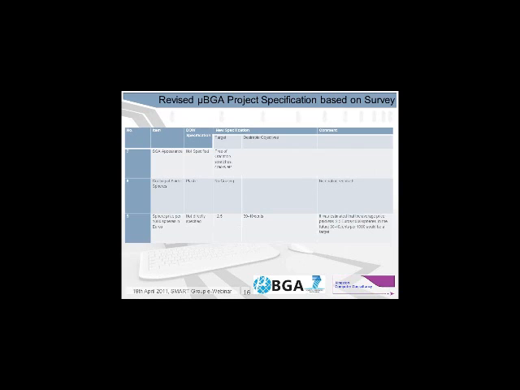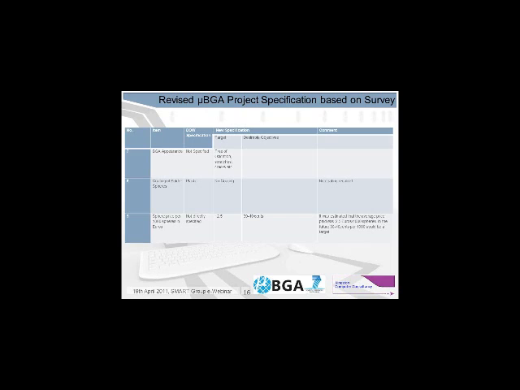The BGA appearance was something that wasn't originally specified, but as a result of a lot of input from the members of the Smart Group associations, the surface of the BGA needed to be free of oxidization, free of scratches and free of cracks. So that's one of the new targets.